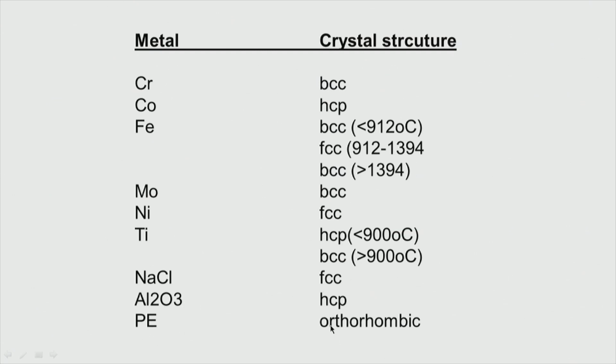Polyethylene, this polymer, generally polymers will be amorphous, it will not be really crystalline in the majority, but again there are many polymers which are crystalline, or they could have a mixture of crystalline and amorphous. PE, polyethylene is orthorhombic.